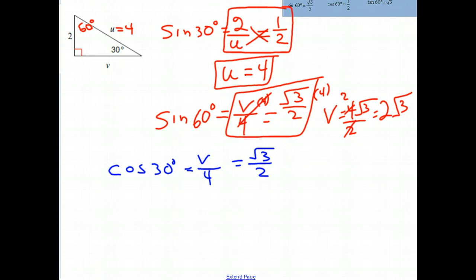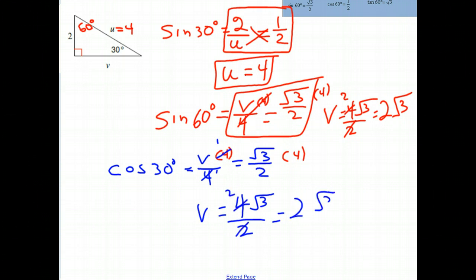So to solve this problem, we can simply multiply both sides by 4. So let's put a 4 here and a 4 here. And we notice that those 4's on the left side will cancel. We get v is equal to 4 the square root of 3 over 2. And we can reduce that to be 2 the square root of 3. And you'll notice it's the same answer. So it really doesn't matter whether we use cosine or sine.